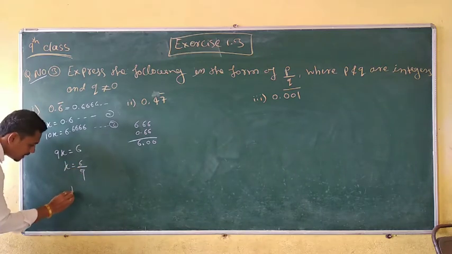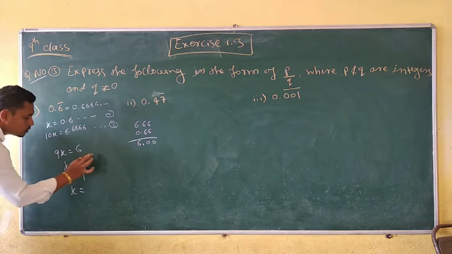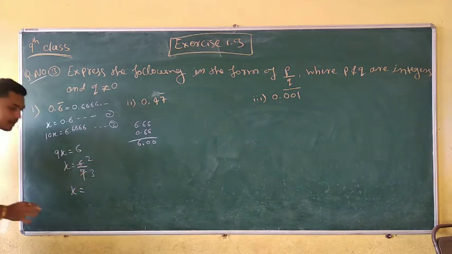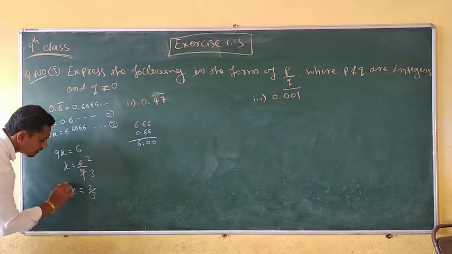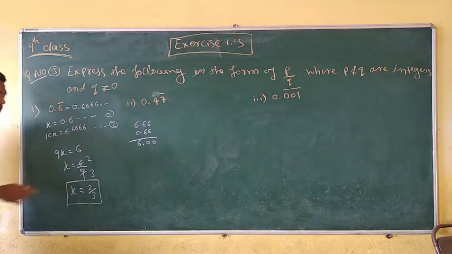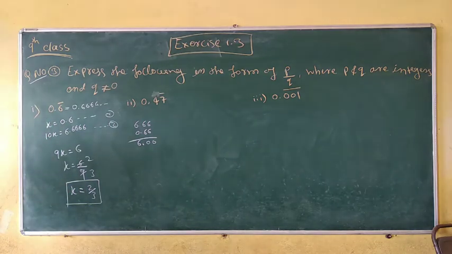Is it right? Next, x is equal to 6 by 9. 3 twos are 6, 3 threes are 9, so 2 divided by 3. It is in the form of p by q and q is not equal to 0. Is it right? Next question.